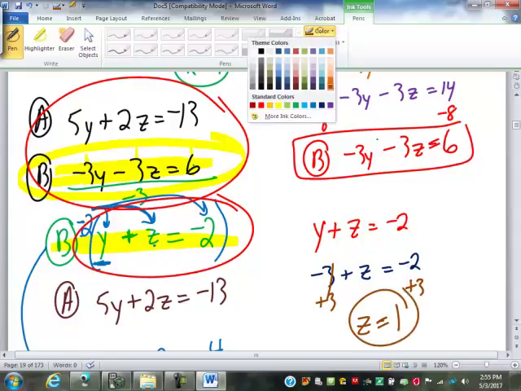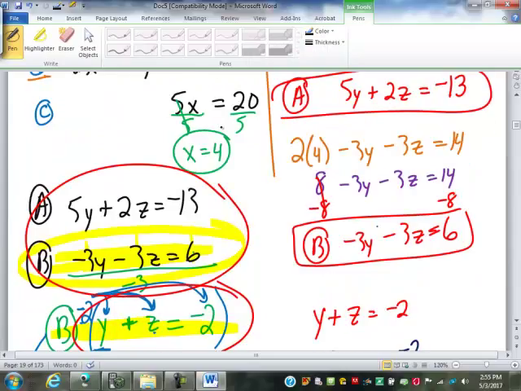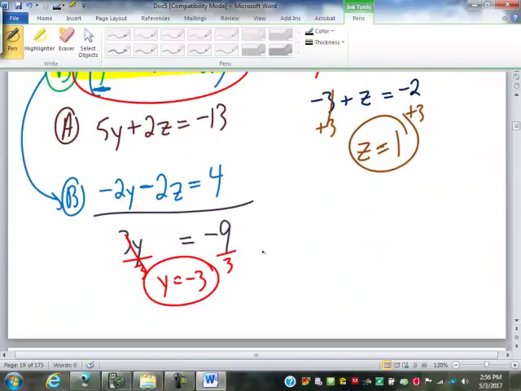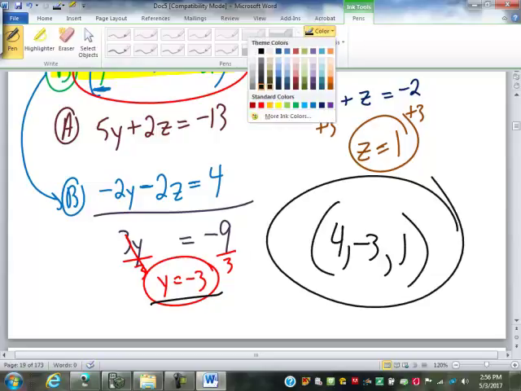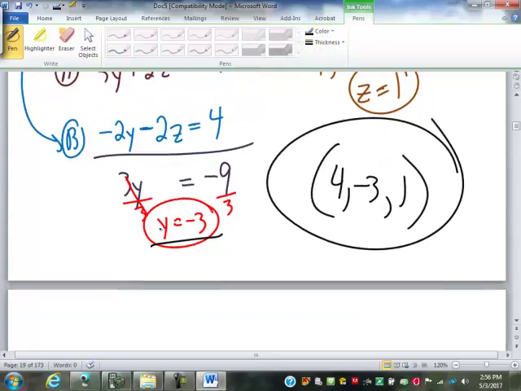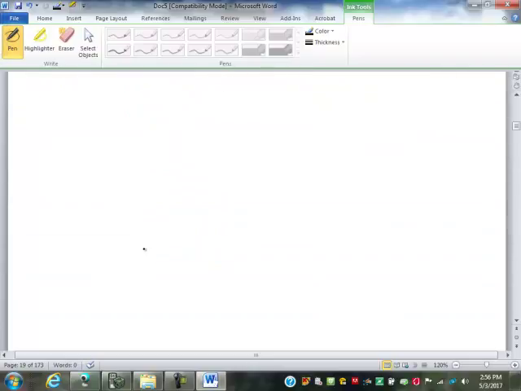1, yes. So we have, up above here, we had x equals 4. y equals negative 3. And z equals 1. There we go. We might run into one like this.